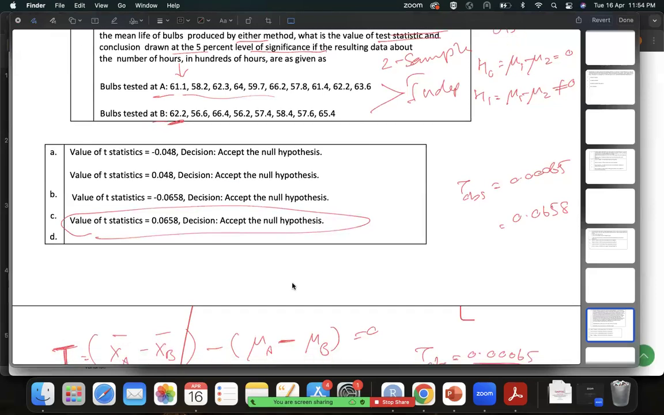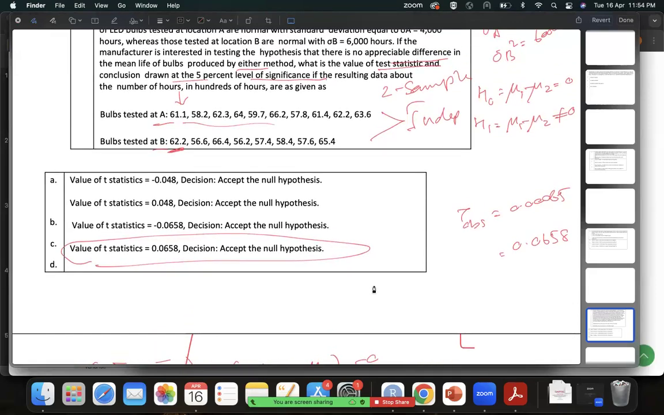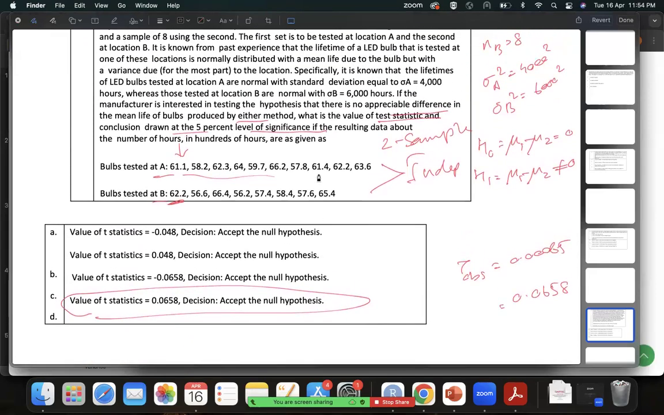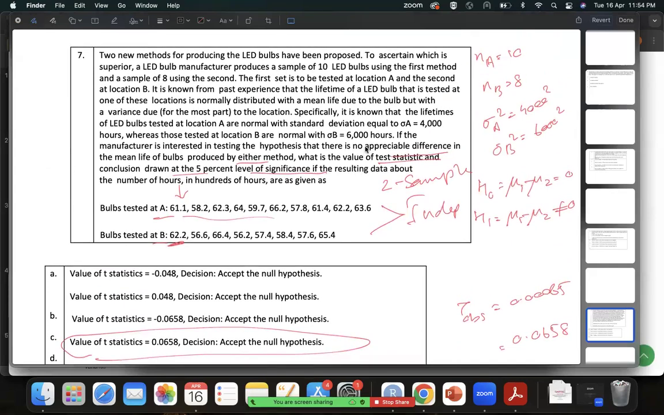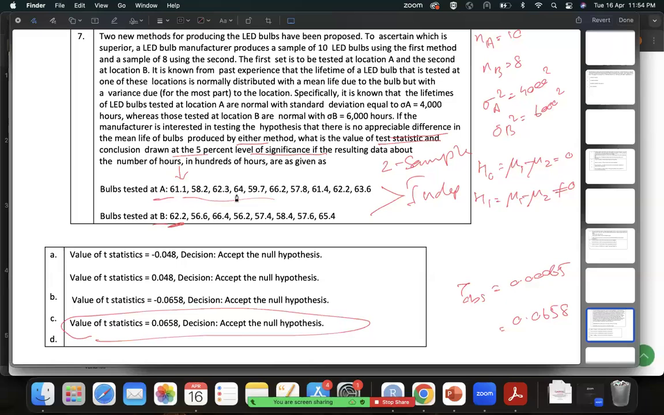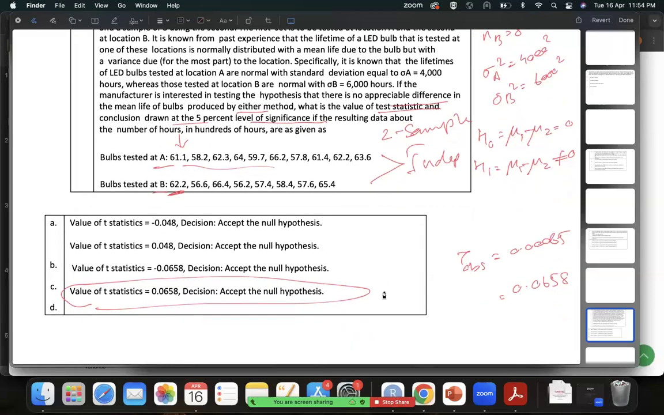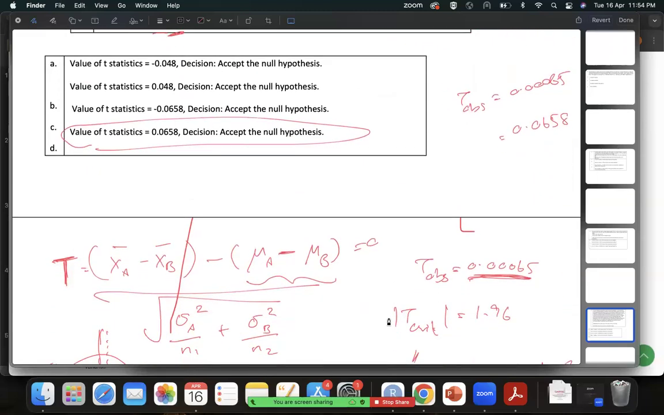It is written in the question that the values are given in terms of hundreds. Did I miss it? Some last line. Here it's written hundreds of hours; the data is about the number of hours times 100. Okay, that's why you multiply the whole answer by 100. Yeah, I missed this. In that case, it's clear. Option D is your answer.